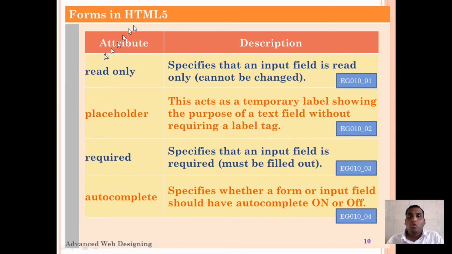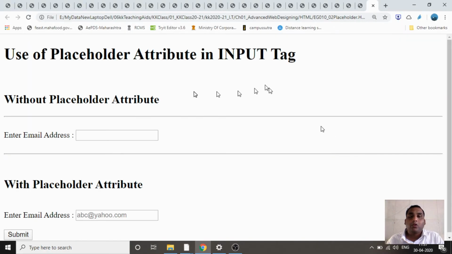Next, placeholder. The placeholder attribute acts as a temporary label showing the purpose of a text field without requiring a label tag. It means you have to type something into a text box, and it helps as a label showing what the text box should contain. Let us see an output.